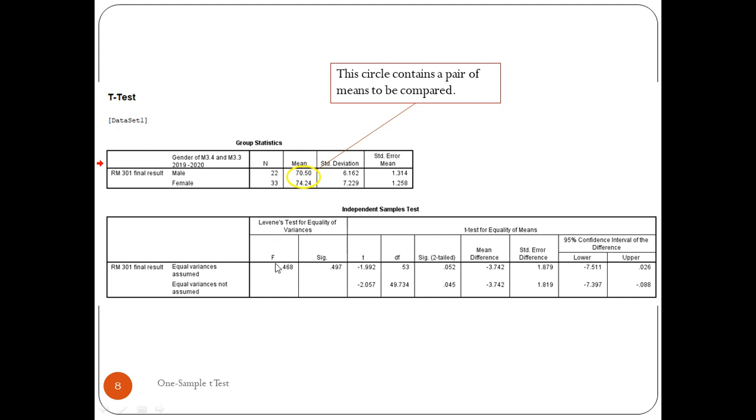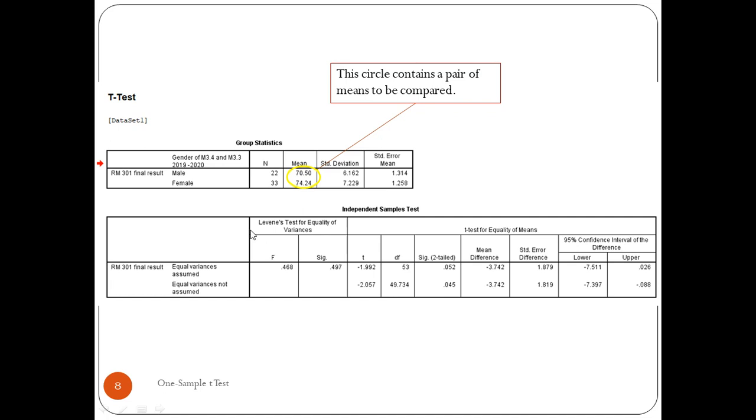The second column and the third column are the F test, or the Levene test. What is a Levene test? A Levene test assesses whether the variance for the male group and the variance for the female group are equal or significantly different. I think everyone still remembers the first assumption of independent sample t-test: the variances of both groups have to be equal in the population.